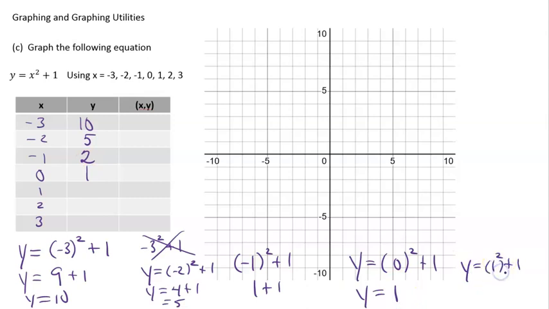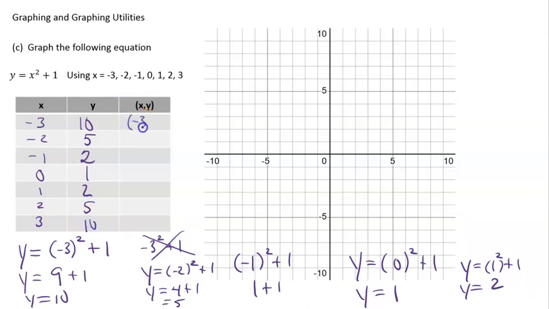Now, do I need the parentheses or not? Well, it never hurts to have them around anything you substitute. That's always safe. But when we plug in a positive number, it wouldn't matter if it was there or not. So 1 plus 1 gives me 2. I did square that 1 and got 1. 2 squared plus 1 is 5, because 2 squared is 4, plus 1 is 5. 3 squared is 9, plus 1 is 10.